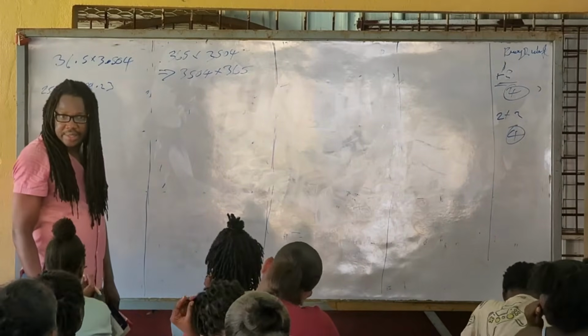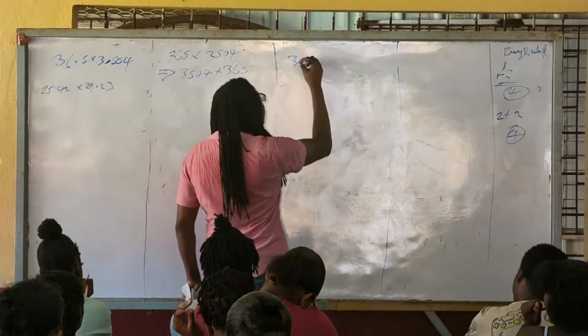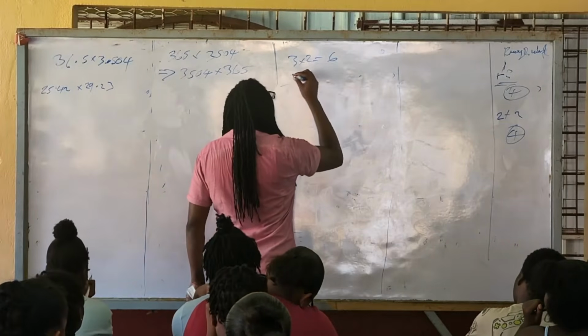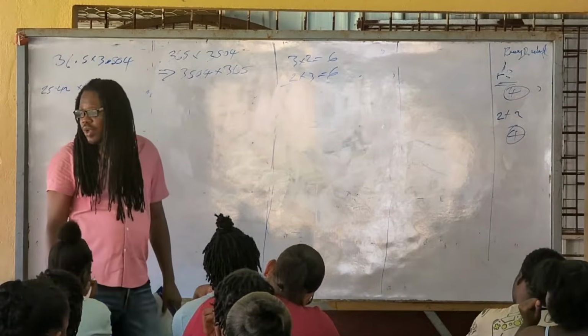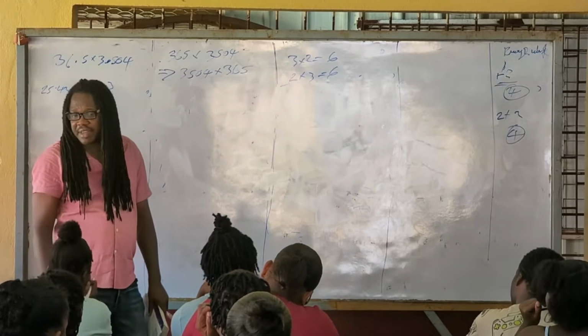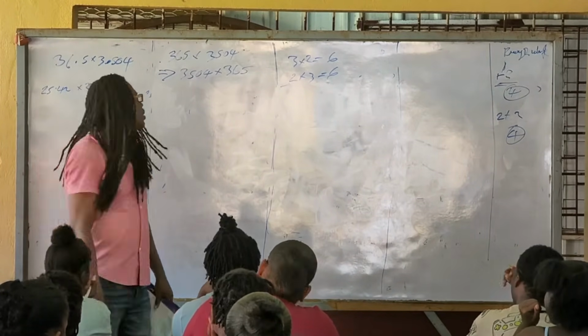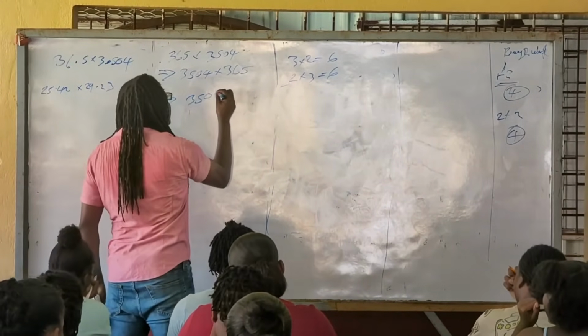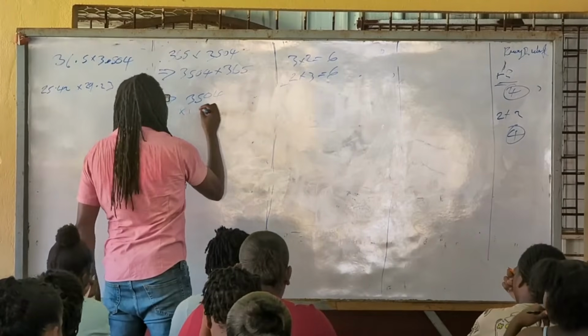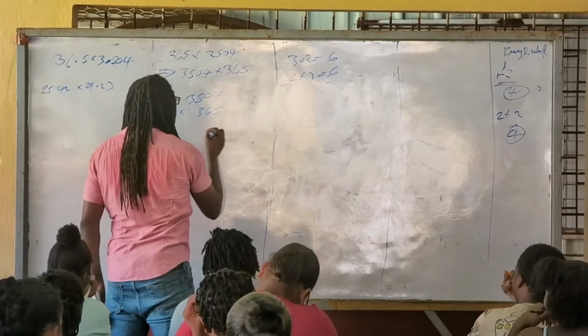Are you seeing that? How do we know? 3 times 2 equal what? 2 times 3 equal what? The way in which you multiply numbers don't affect the result. You see that? So therefore, we can use this to multiply. So this implies 3504 times 365.